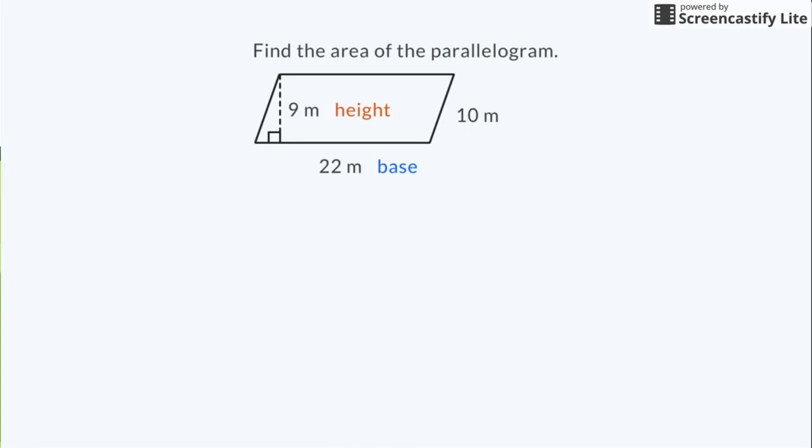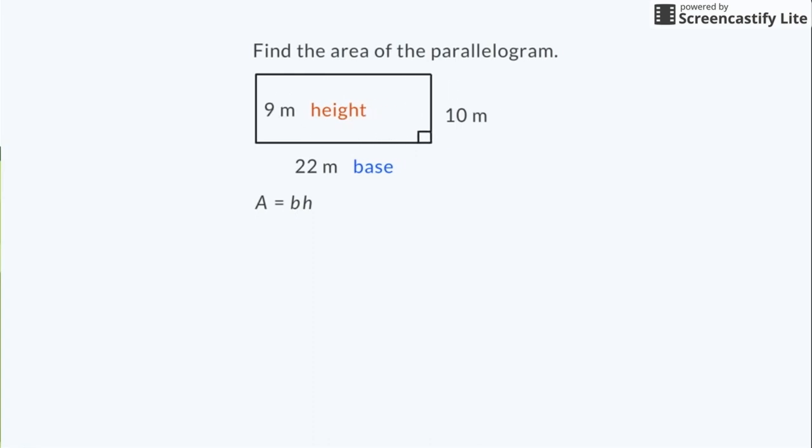The formula for the area of the parallelogram is A equals B times H, with A being the area, B being the base, and H representing the height. A parallelogram can be related to a rectangle. If I were to cut the right triangle from the left side and move it to the right side, I would have a rectangle. The area of the rectangle would be 22 by 9, just like the parallelogram. This is why a parallelogram has the area formula base times height.